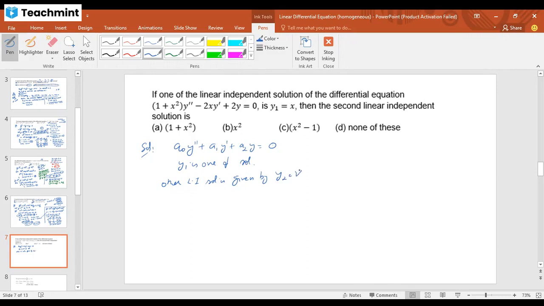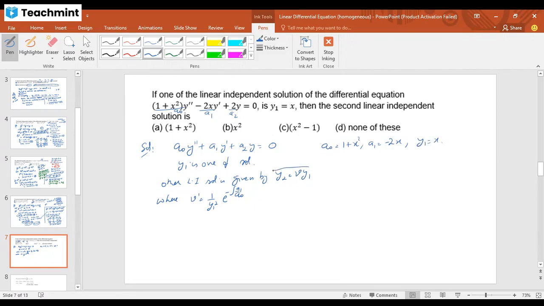y2 = v y1, where v' is given by 1 upon y1 square times e raised to the power minus a1 upon a0. If we compare this with the given differential equation, then this is your a0, this is your a1, this is your a2, and this is your y1. So what is a0? It is 1 plus x square. a1 is minus 2x, and y1 is x.